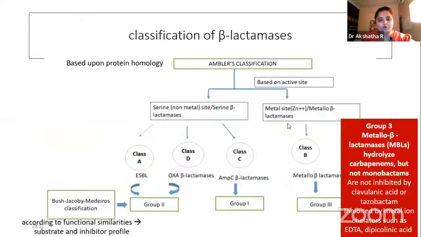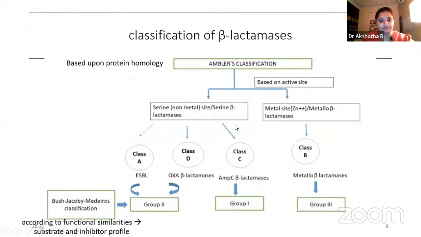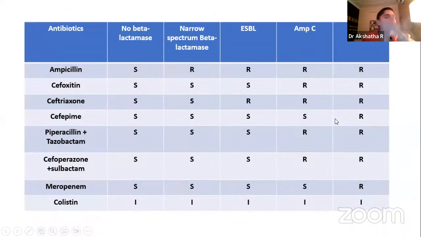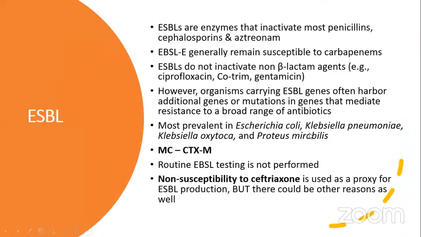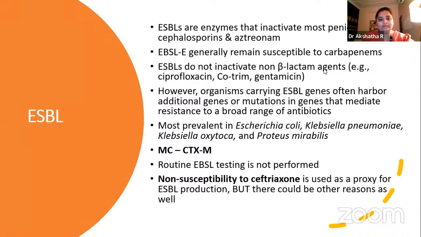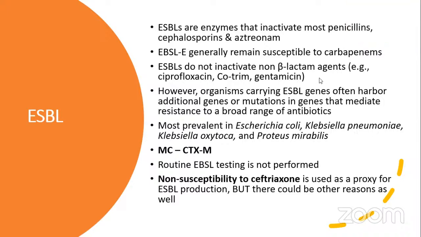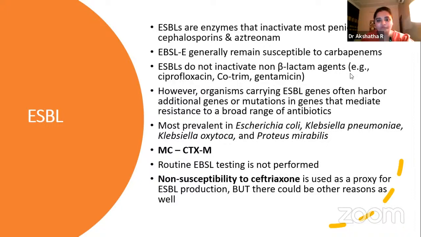So in our isolate, if you go back, our isolate was resistant to ceftriaxone, piptaz, cefepime. So this would most likely be either ESBL with AmpC or AmpC. So coming to the guidance for the ESBL. Again, just brief: ESBLs are the enzymes which inactivate penicillins, cephalosporins, as well as your aztreonam. In general, they remain susceptible to your carbapenem, they do not inactivate it, meaning other non-beta-lactam agents can be active against this. But most of the time, these ESBL genes often harbor additional genes or mutations which will make the organism resistant to other drugs as well.